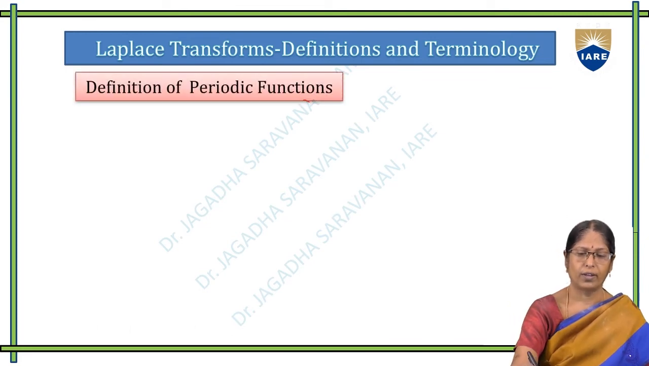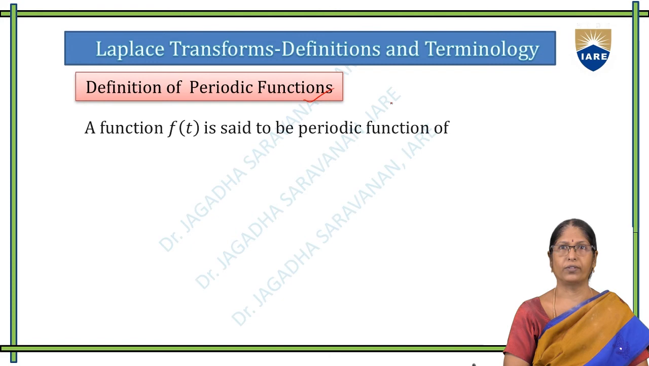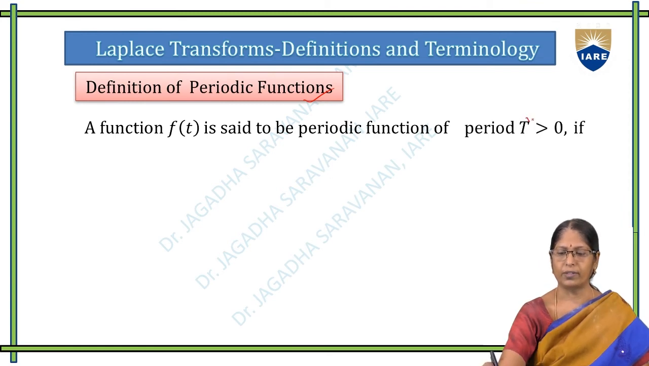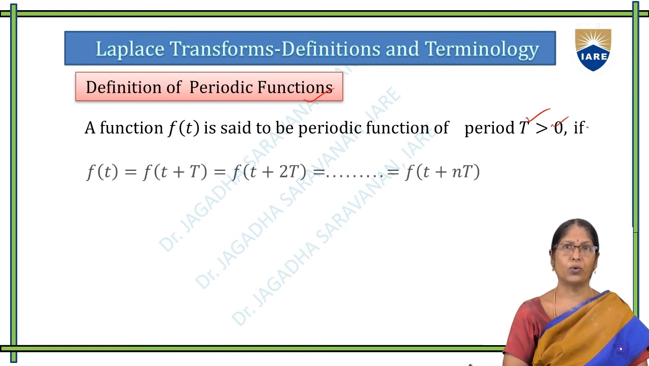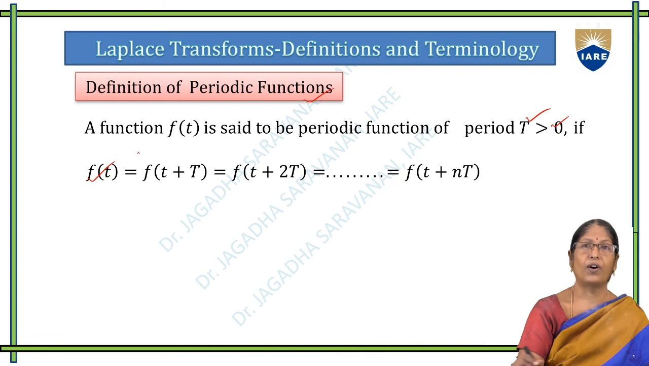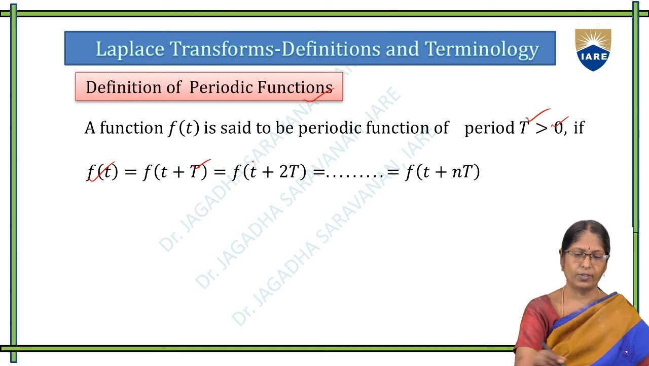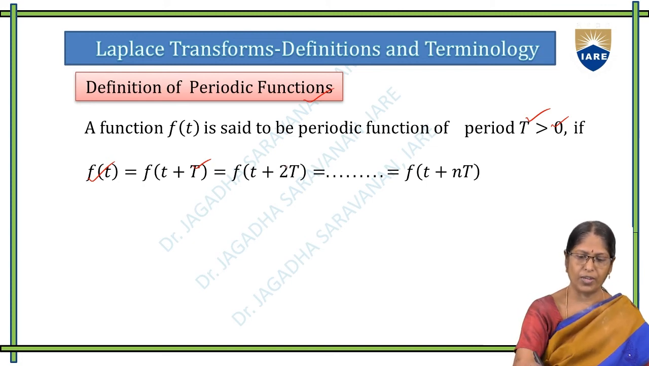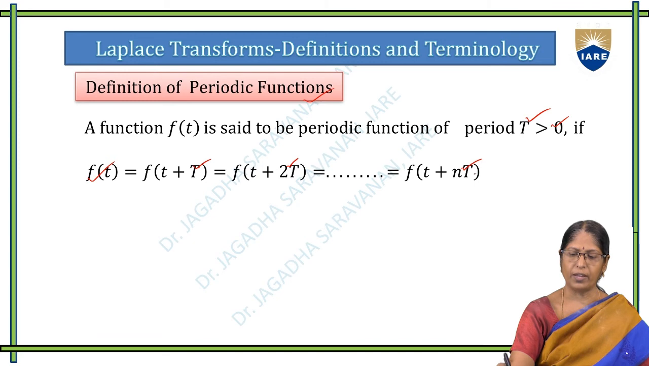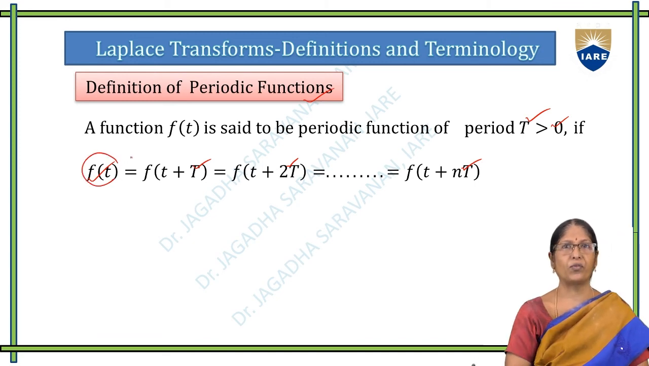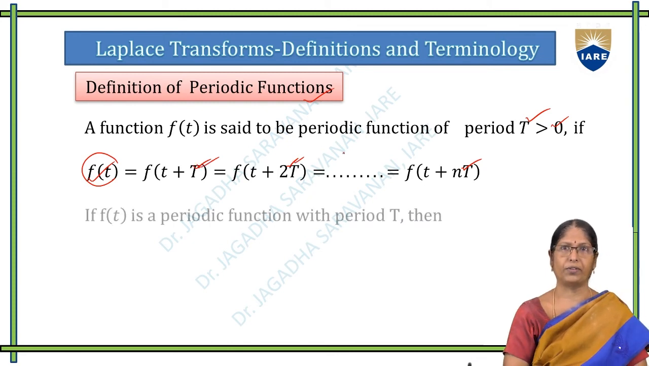The next one is the definition of periodic functions. A function f of t is said to be a periodic function if the period, denoted by capital T, which is positive, that is greater than 0, satisfies f of t plus T equal to f of t. Here we are adding 2T up to nT, but the original function remains the same. Such T is called the period.